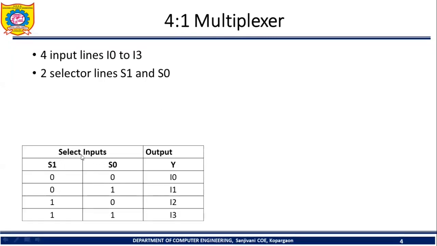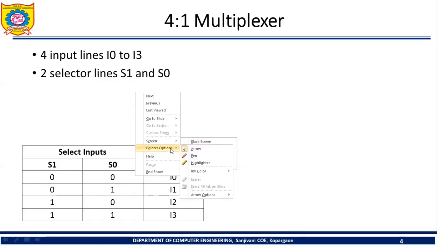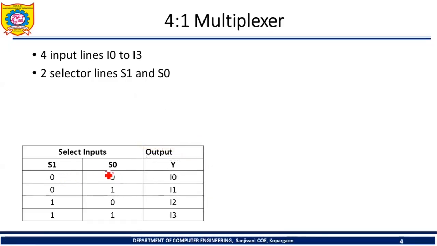So in this table you can find the select inputs. There are 2 select inputs, S1 and S0, and there is one output Y. And I0 to I3 are the 4 data inputs. So try to understand this table. This table says that when S1 and S0 are 0 0, I told you the use of select lines. The select inputs present in a multiplexer are going to select one of the data input lines. The data present on that input line will be sent to the output line. So when S1 and S0 are 0 0, which line will be selected? Input line I0 will be selected, and that input line I0 will become the output.